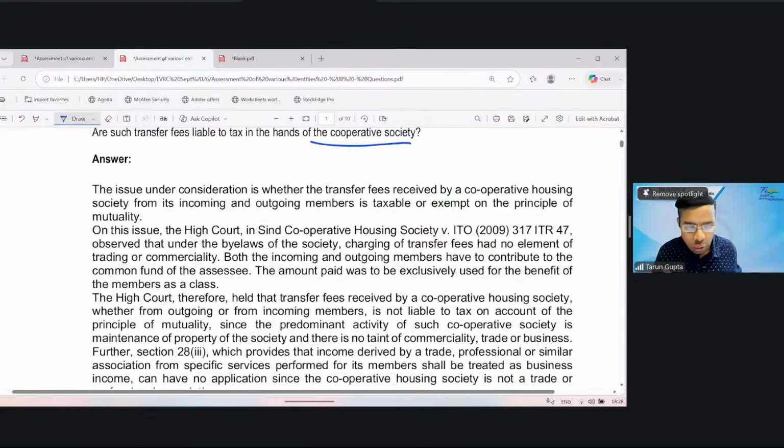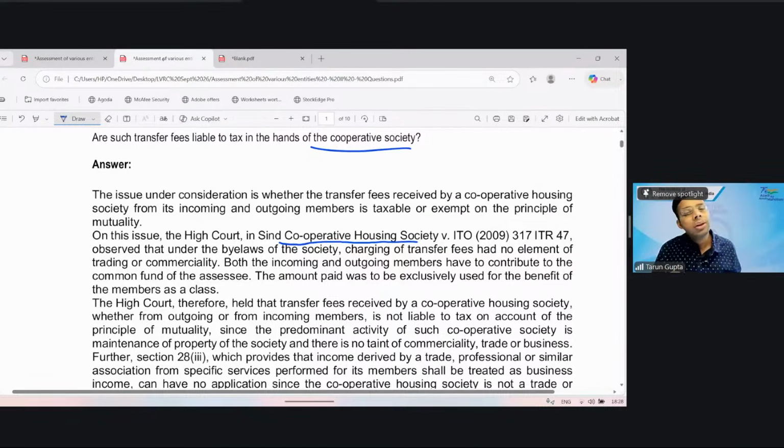So this issue came before the High Court in the case of Sindh Cooperative Housing Society. The court observed that under the bylaw of housing, charging a transfer fee had no trading or commerciality. So this charging of transfer fee had no commercial element.